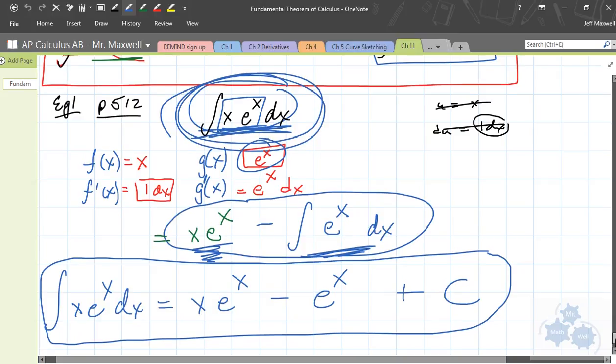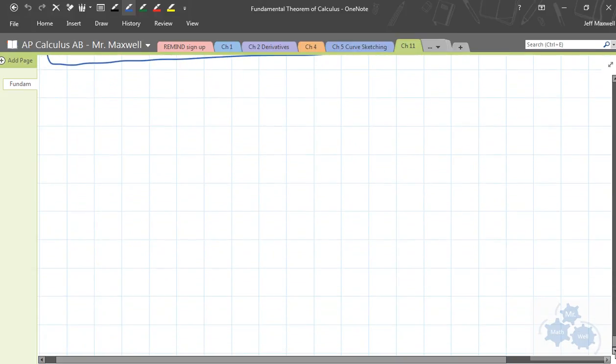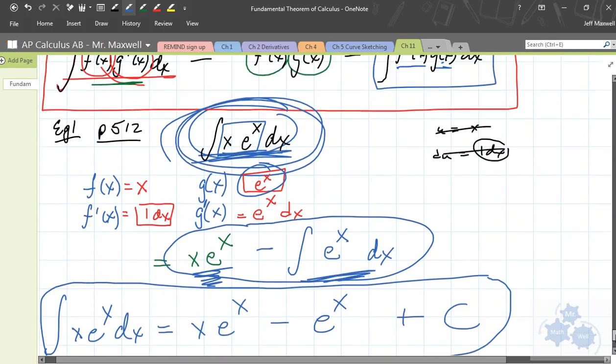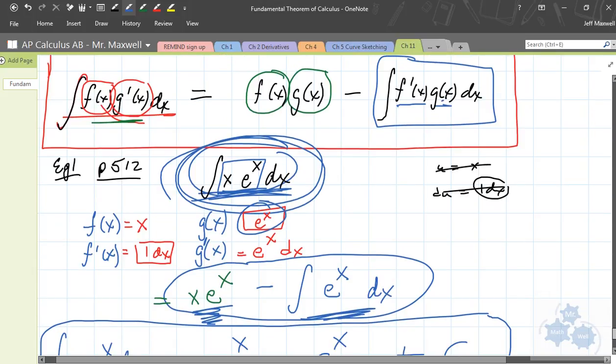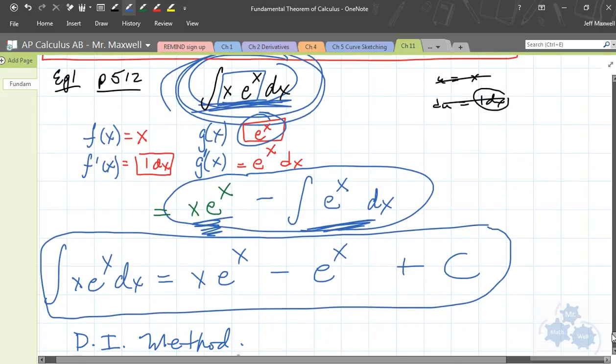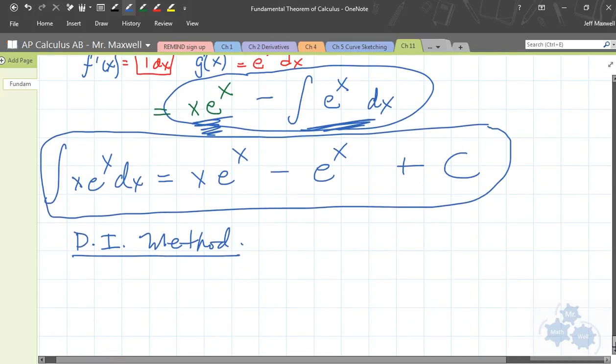All right, so the next thing I'm going to show you is this shortcut method, okay? And this is called the DI method. Now, I know you haven't had a lot of time to work with the formula for integration by parts right up here. But this method, I think, is going to be super helpful. I'm going to do the exact same question, but show you a little different way of doing it. And actually, we're going to bypass the formula totally.